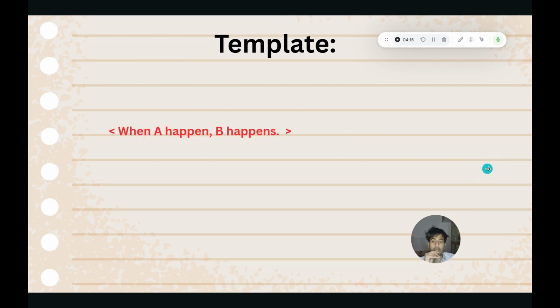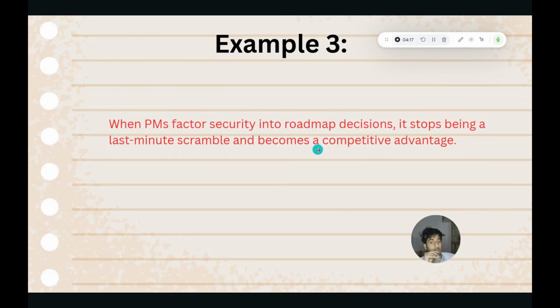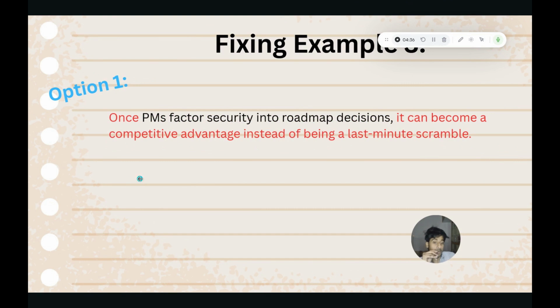So I will give you an example of how I did it. This is the third example. This is a sentence: "When PM factor does this, it will happen." It is a kind of recipe language. You write it in bullet points, but when you write it as a sentence, it gives the insight that it is correct, but it is not. So what we will do is remove the "when" part and add "once" to the PMs.